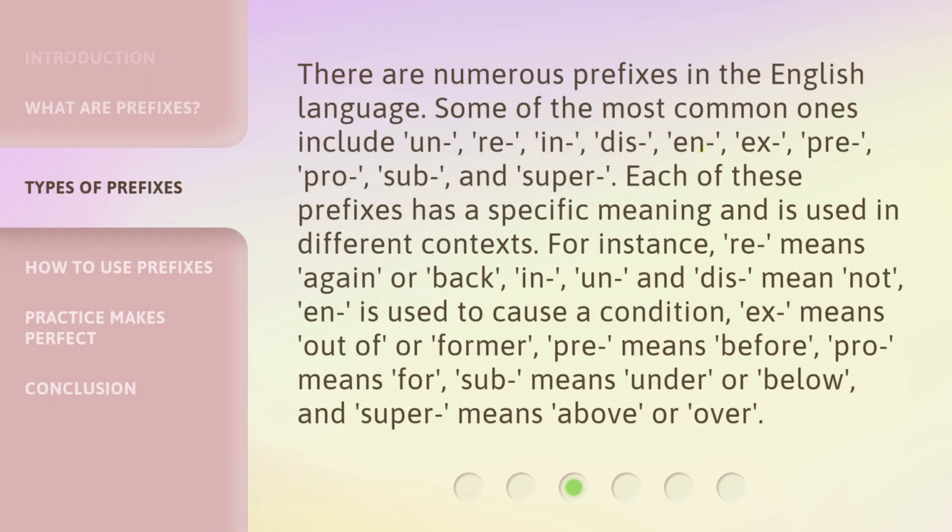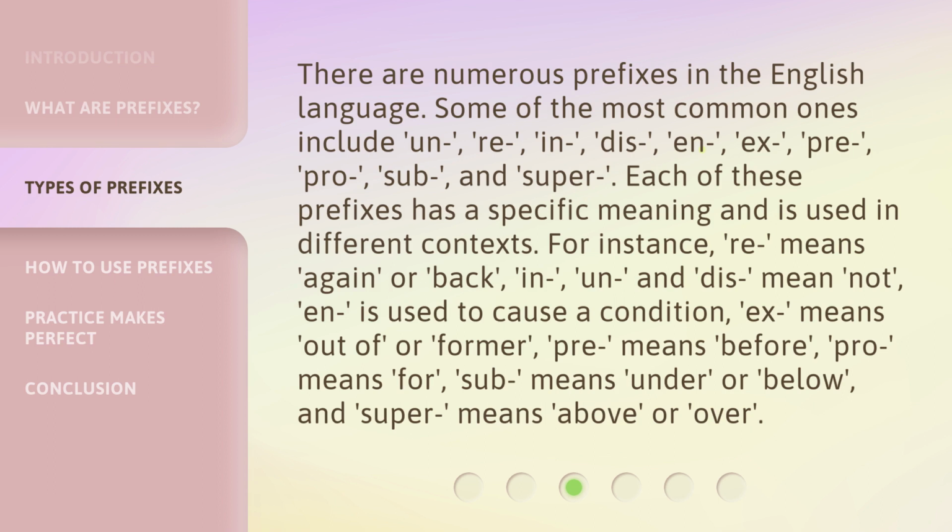There are numerous prefixes in the English language. Some of the most common ones include un, re, in, dis, en, ex, pre, pro, sub, and super. Each of these prefixes has a specific meaning and is used in different contexts.